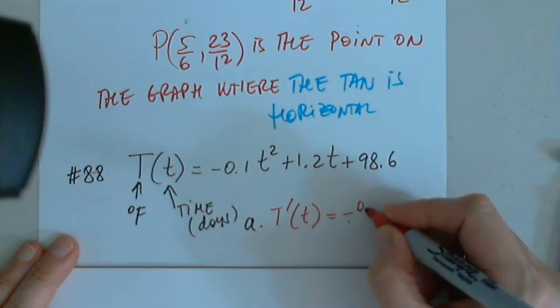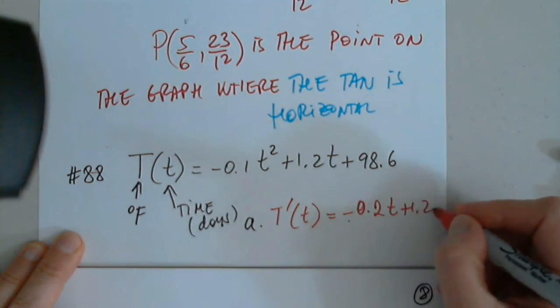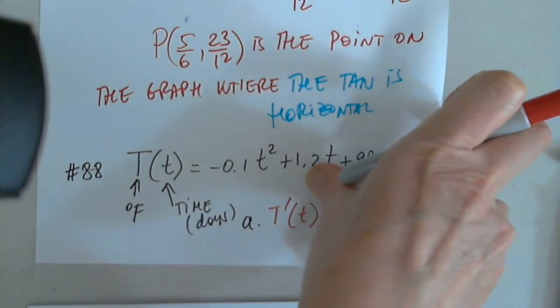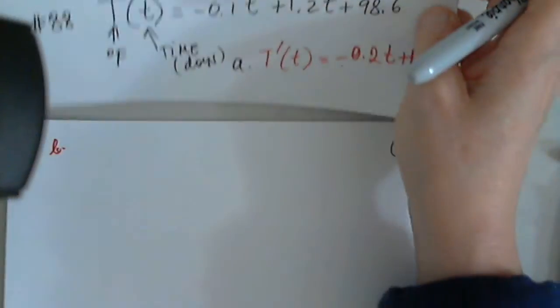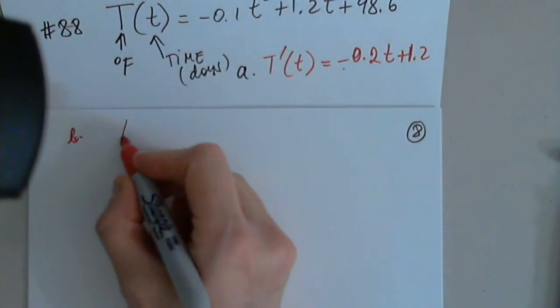Negative 0.2 t plus 1.2. Great job. That's it. Part B. Excellent. Who was that, Lake? Yep. Okay. Part B. Find the temperature at t equals 1.5 days.